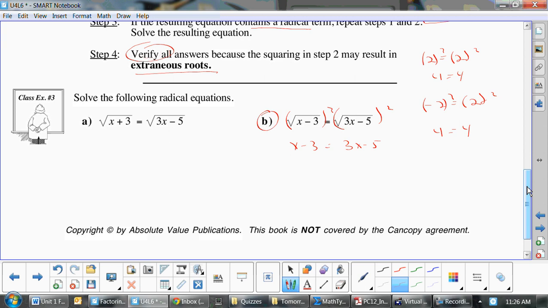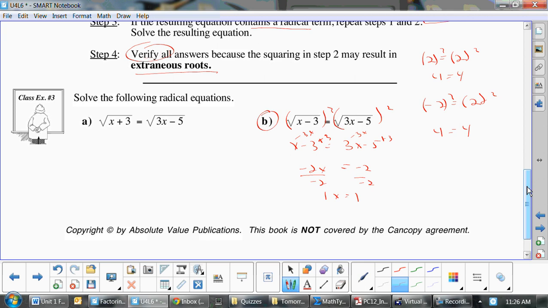I can subtract 3x from both sides. That's a negative 2x. And then I'm going to add 3 to both sides. Equals negative 2. Then I'm going to divide by negative 2. Now, there's no inequality sign. You can reverse your equal sign if you want. Okay, so 1x equals 1.